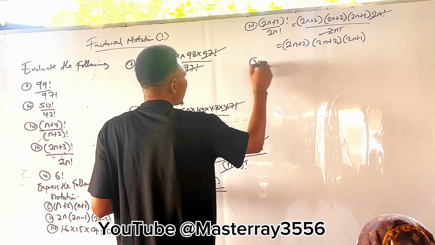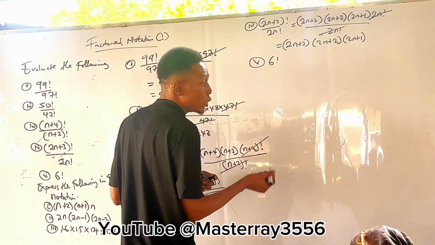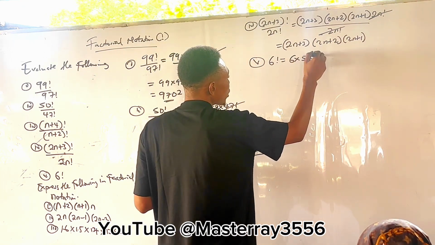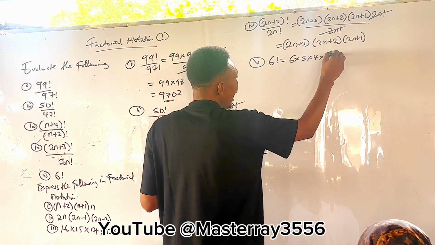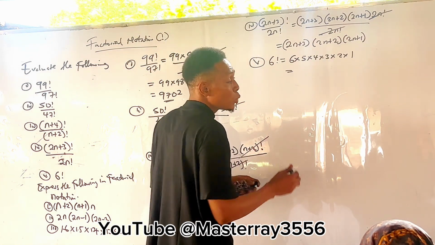Then the last one there is v, which is 6 factorial. And you can solve that with your calculator. So this is 6 times 5 times 4 times 3 times 2 times 1. So what do you have? 720.